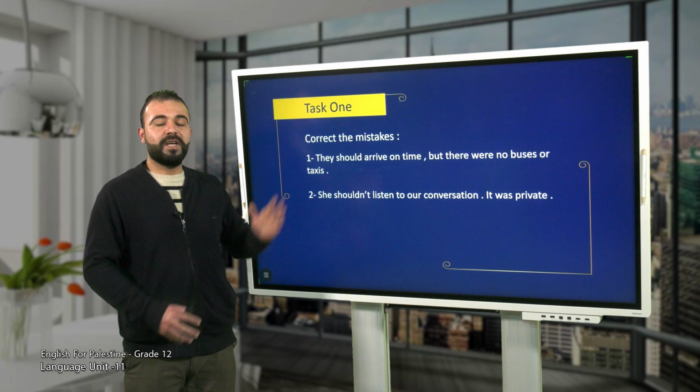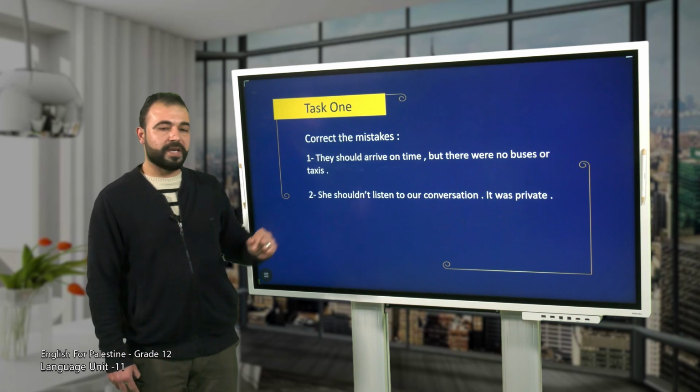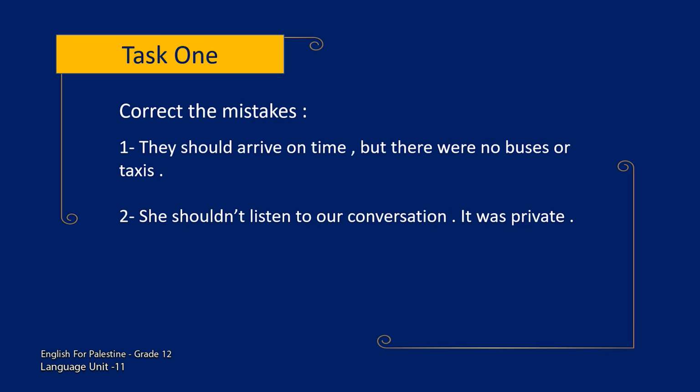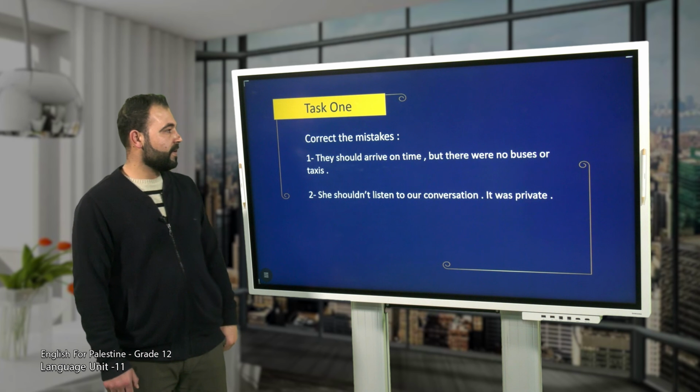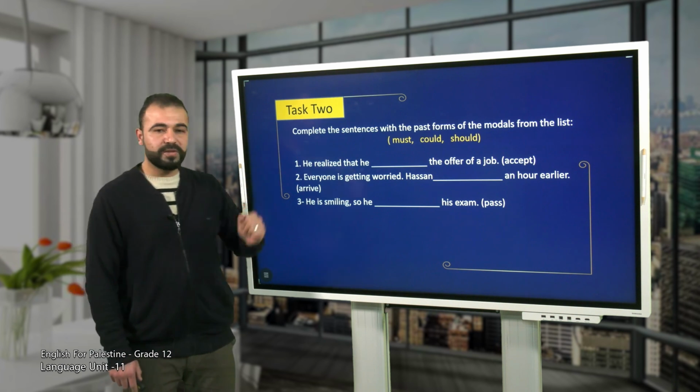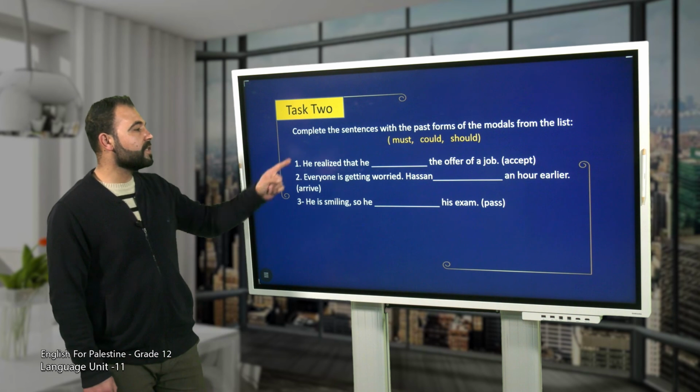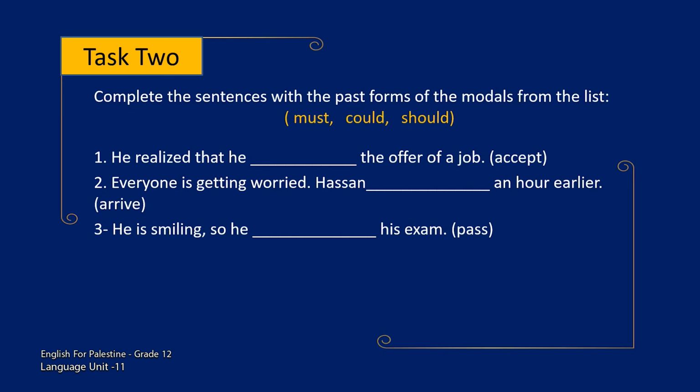The task. Task number 1, correct the mistakes. Read these sentences and try to find the mistake. Correct it, please, for each. Task number 2, complete the sentences with the past form of the modals in the list. You have to use the past form, not must plus the infinitive. You have to say must have, could have, should have, and the past participle form of the given verbs.